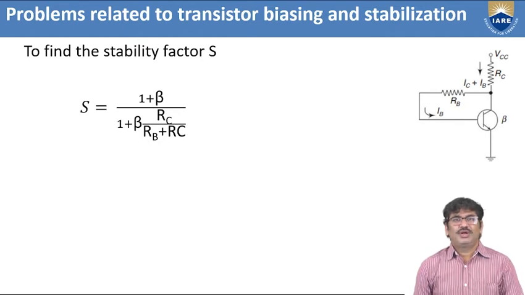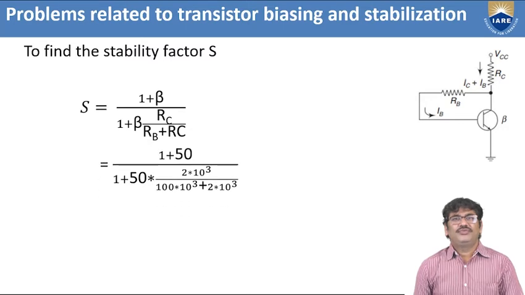Substituting the corresponding values, we can get the stability factor as (1 plus 50) divided by (1 plus 50 into RC), where RC is equivalent to 2 kilo ohms, that is 2 into 10 power 3, divided by (RB, which is 100 kilo ohms, that is 100 into 10 power 3, plus RC, 2 kilo ohms, 2 into 10 power 3). Upon substituting the corresponding values, we will get the stability factor S is equivalent to 25.757.